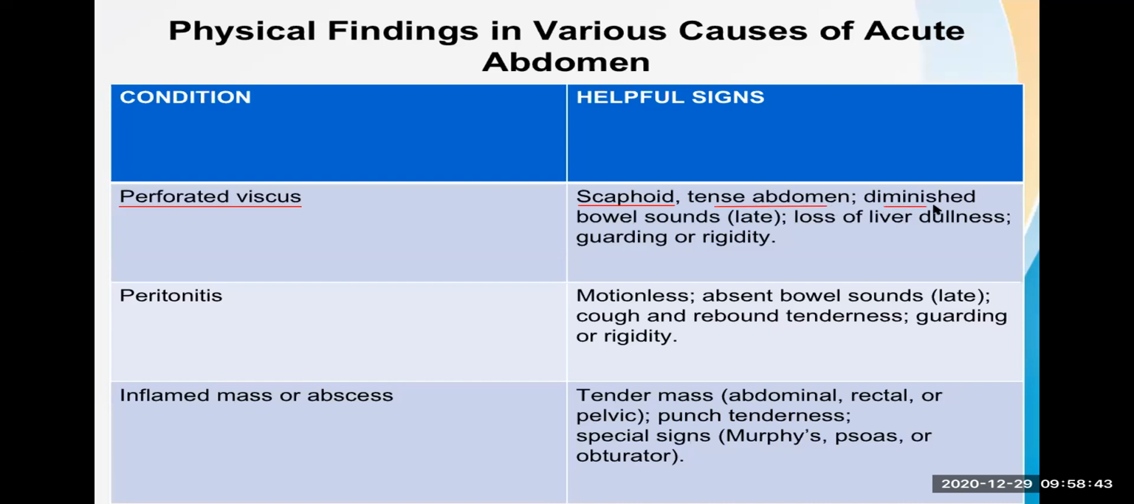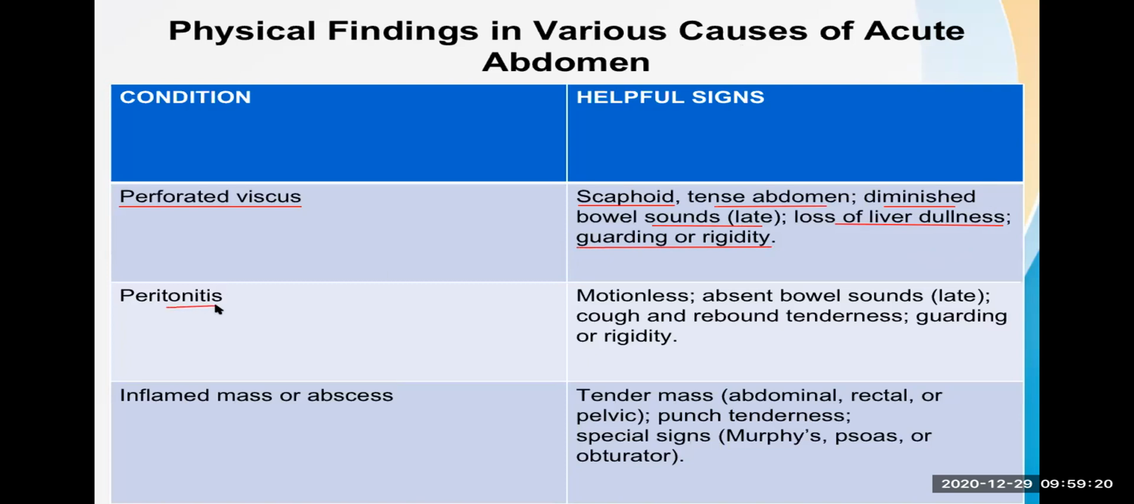So see this, diminished bowel sound only occurs in peritonitis. There is loss of liver dullness because of the leakage of the gas. The gas collects in between the dome of the diaphragm and the upper margin of the liver. So between the right dome of the diaphragm and the upper margin of the liver, there is collection of the gas. And from where has the gas come there? Because of rupture or perforation of the viscus. And this can be seen in the X-ray. And during examination, there is loss of liver dullness. Guarding or rigidity are typical features of peritonitis.